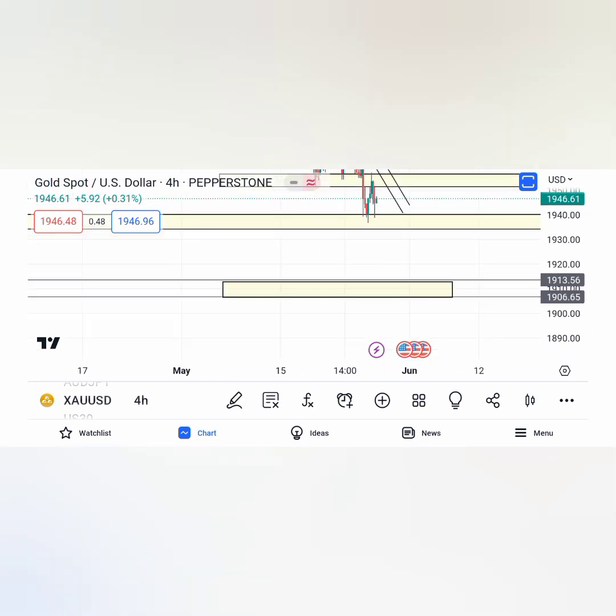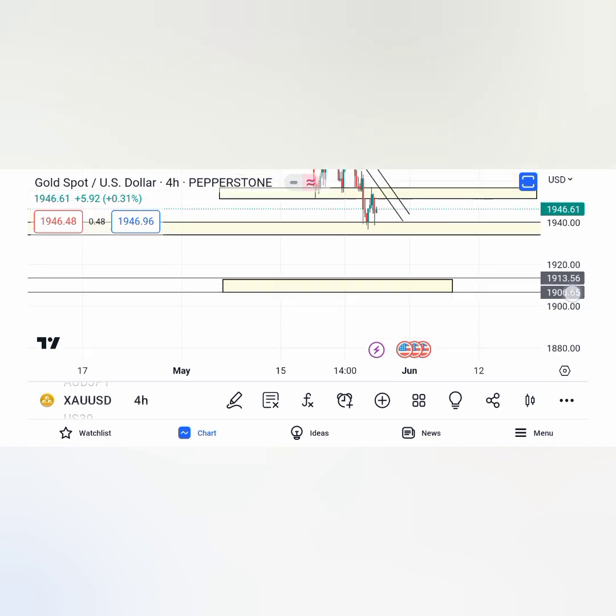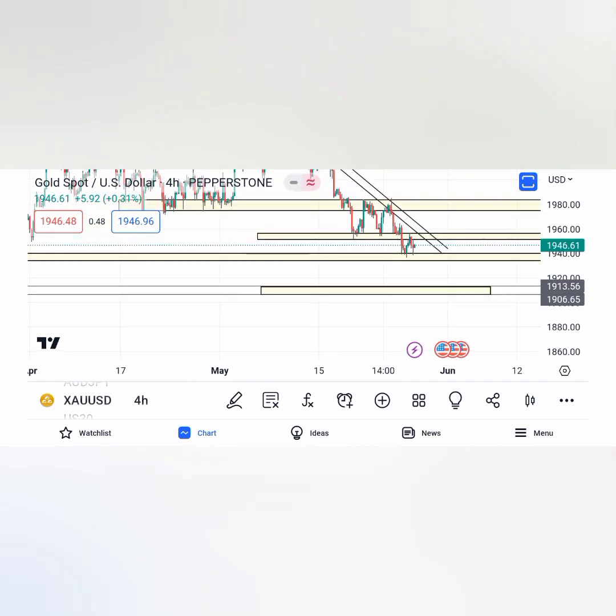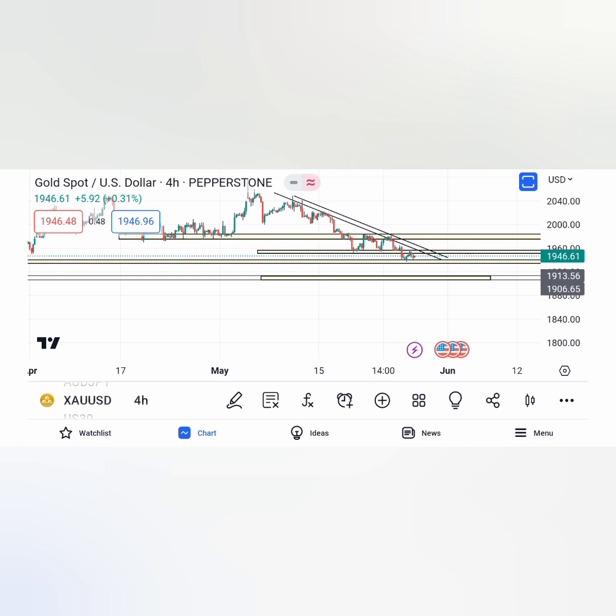That's between 1913.56 and 1906.65. That will be my next target for gold if it continues downward. So it's likely that gold will retest the trend line there, then continue downward. So this is my analysis on gold.